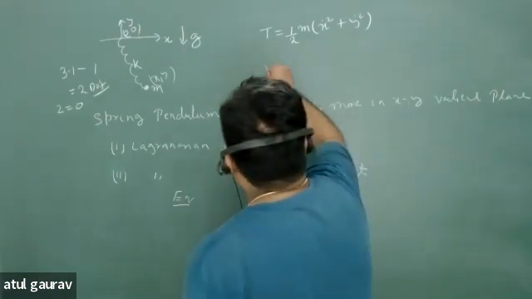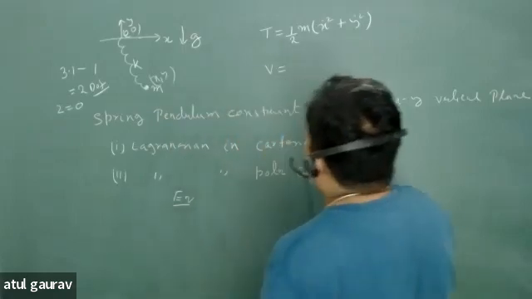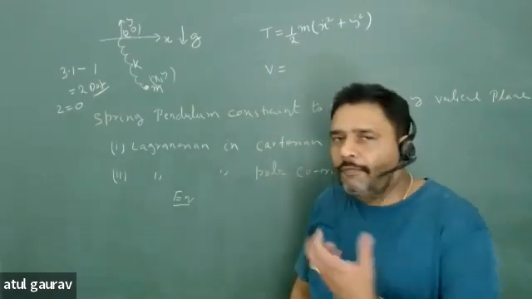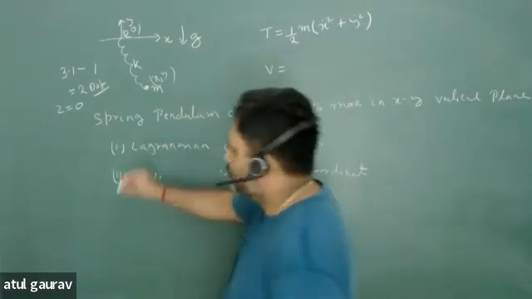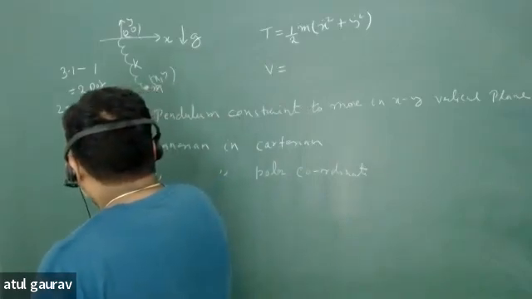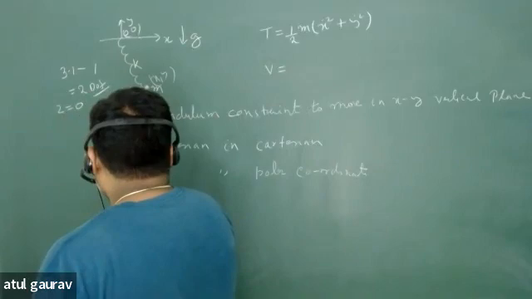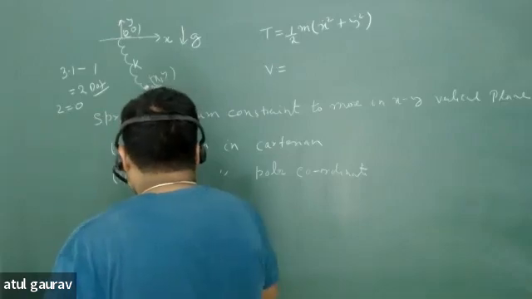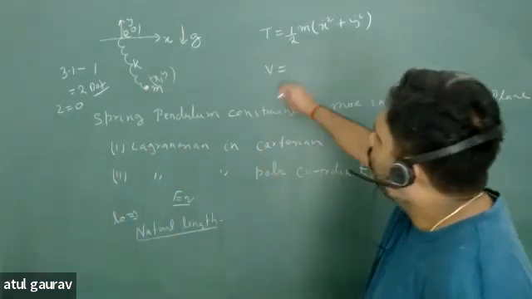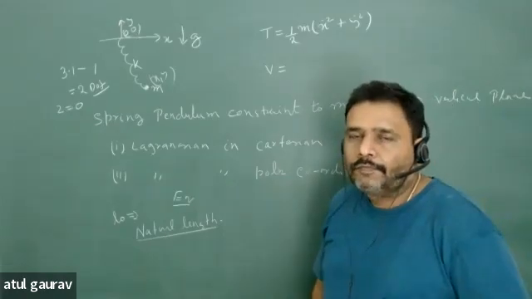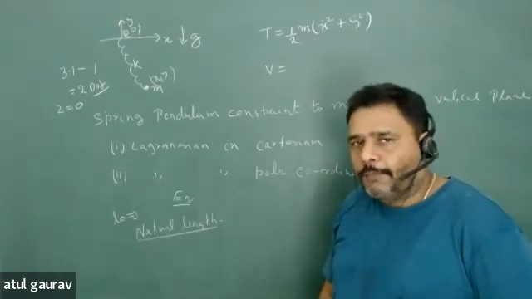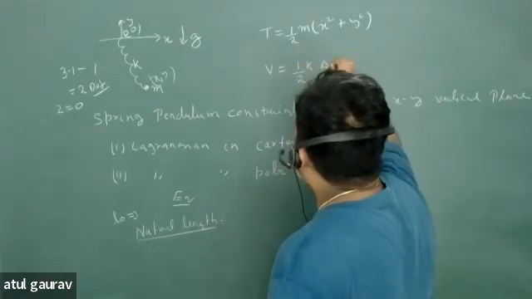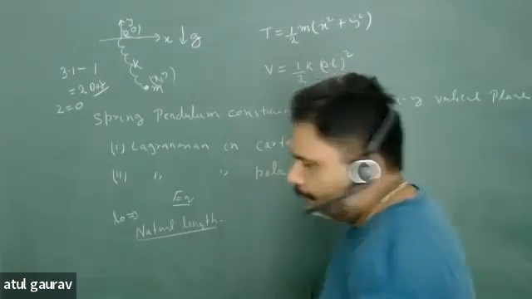So let's go for our potential energy. First we have to go for the potential energy of the spring. The spring will store potential energy. What will be that potential energy? Suppose L naught is the natural length of the spring. So how will you write the potential energy of the system? The potential energy is half K into change in length square, isn't it?